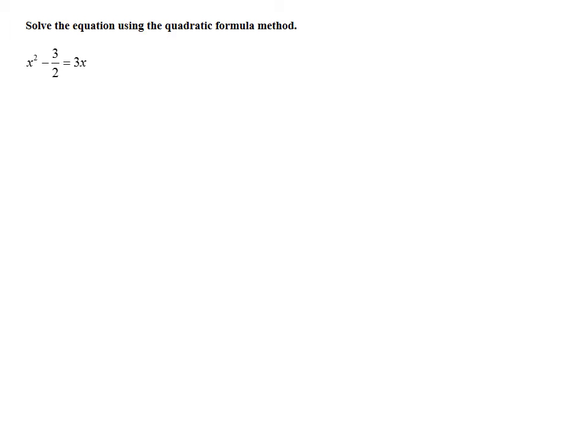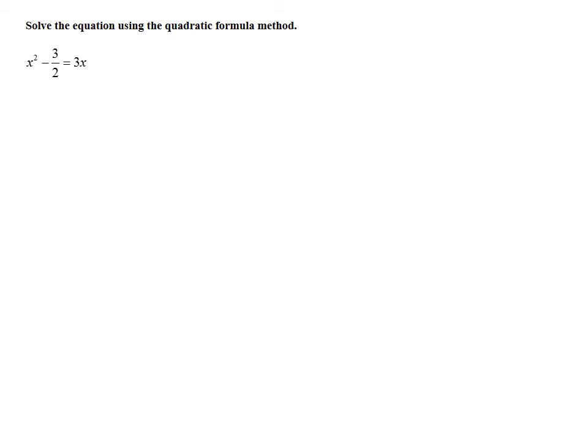Let's solve this equation with the quadratic formula. X squared minus 3 halves equals 3x. This equation has a fraction in it, so one of our constants is going to be a fraction. Now, we can certainly use the quadratic formula with fractions, with whole numbers, with negative numbers, and with decimal values. But sometimes it's easier not to, especially if you're calculating some things by hand.